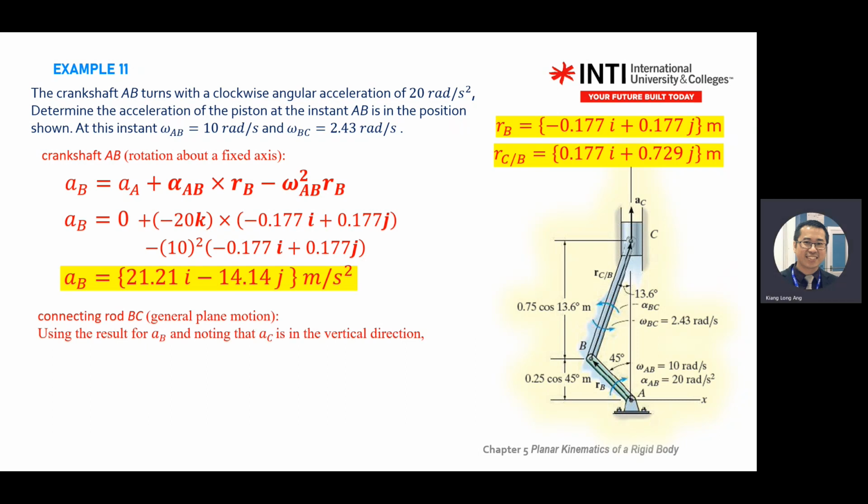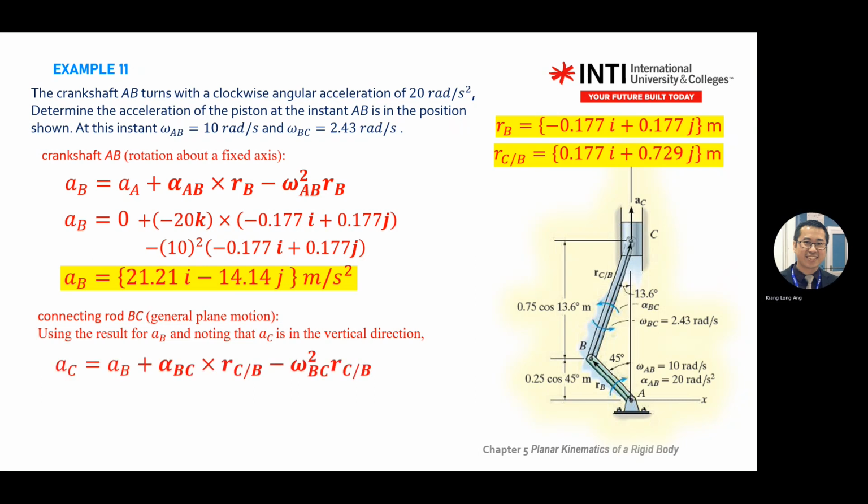Okay. So you have a general plane motion here. So you can use the relative motion of C and B. You change this equation to link C and B. Okay, you want to find C, right? Put C here. B plus alpha BC cross RCB minus omega squared BC RCB. This one you want to find. The question asks you to find AC. This one you have. This one? Positive, negative.